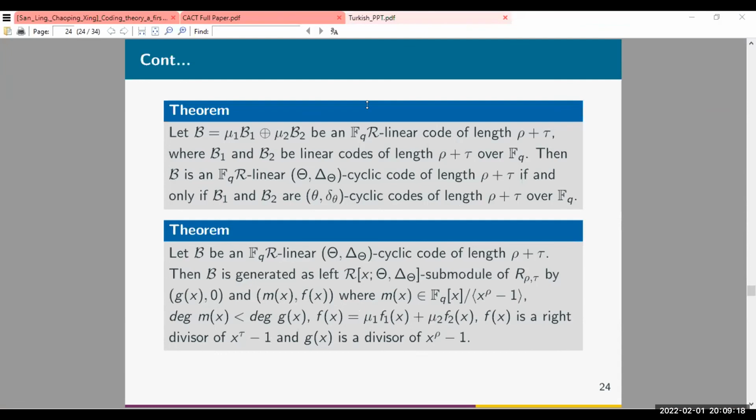This work is under progress, so I am exploring this. I have to make some examples right now. This is under progress. Okay, thank you again.